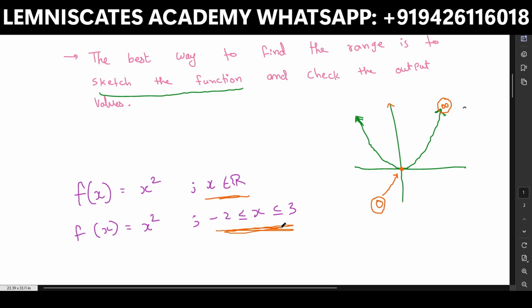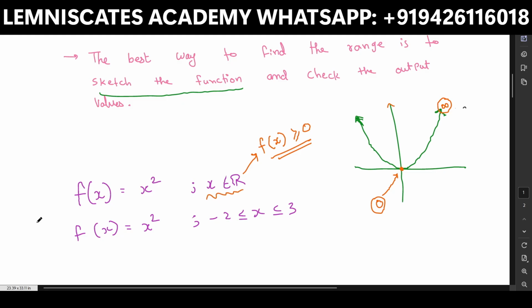I'm not yet talking about this example. I'm talking about the case where the domain belongs to all real numbers. For that case, my outputs can be in between 0 to infinity. Or in short, anything that is greater than or equal to 0 is part of my range. So I can say for this function, my output values are greater than or equal to 0, because of course when x is equal to 0, the output will be 0. So 0 is also part of the range. That is how I define the range of the function if this is my domain.